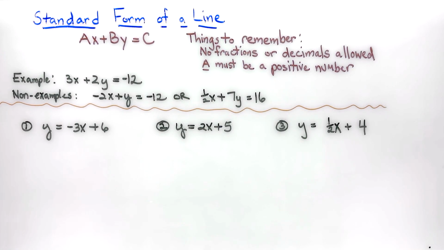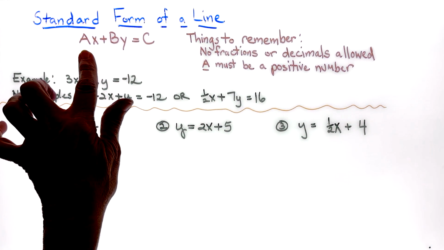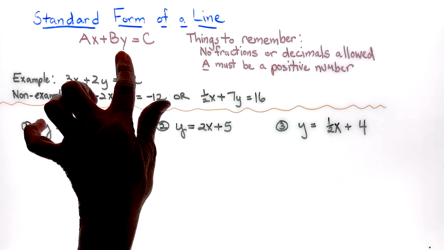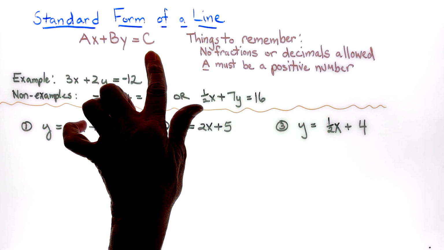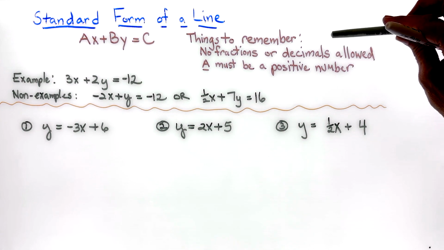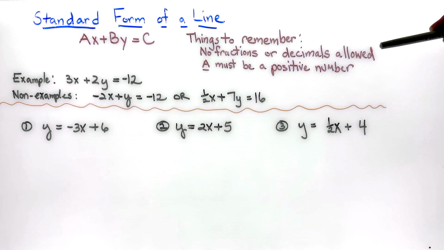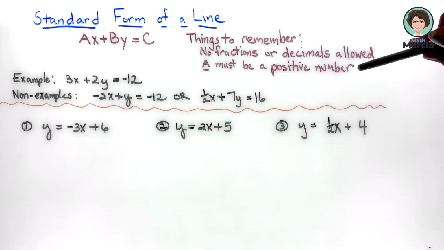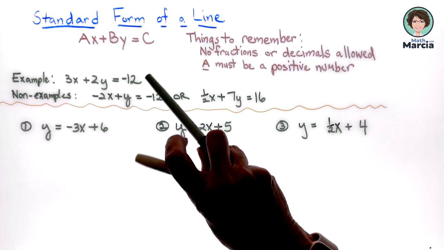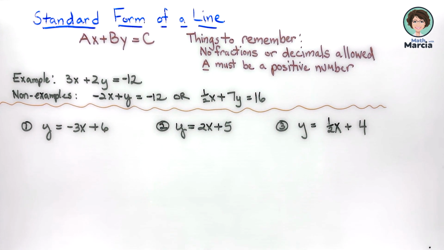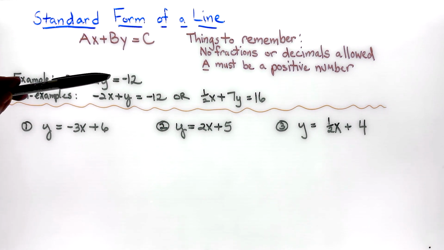This lesson involves standard form of a line, and the format for it is ax plus by is equal to c. There are two things that you really need to remember. No fractions or decimals are allowed, and a must be a positive number. So an example for it would be 3x plus 2y equals a negative 12. Our c can be negative, remember, just the a cannot, and there are no fractions or decimals, so we're good.